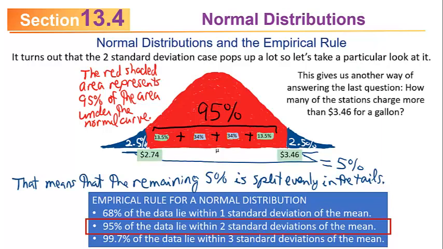It also gives you another way of answering the last question about how many of the stations charge more than $3.46 for a gallon. Because if you go back and put those numbers on this simplified version of the normal distribution, you'll see that that 3.46 hits right there where the right tail begins. So if you're looking for more than 3.46, you can see that it's going to be 2.5%. And that's what we got when we calculated earlier.